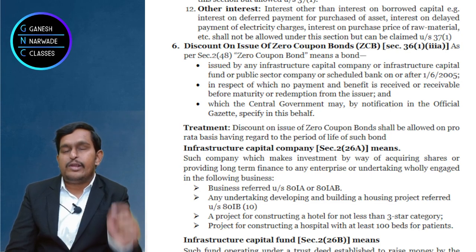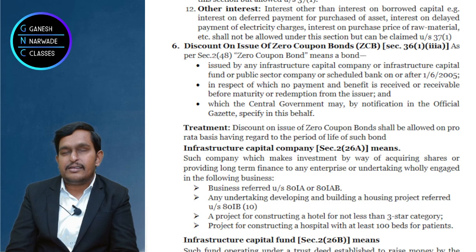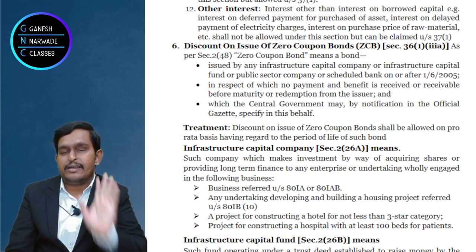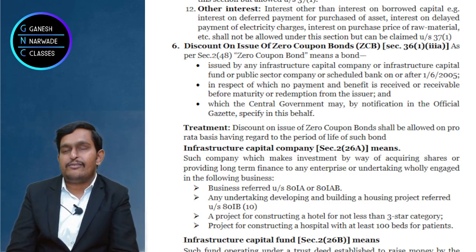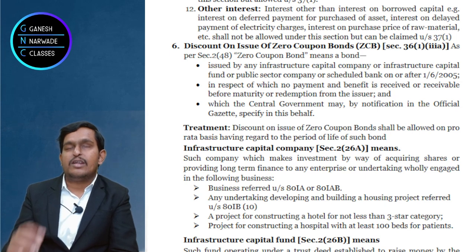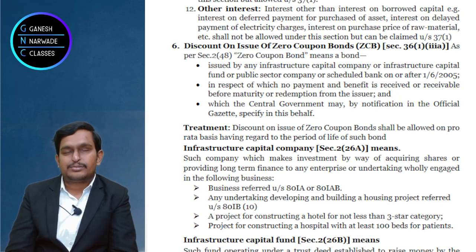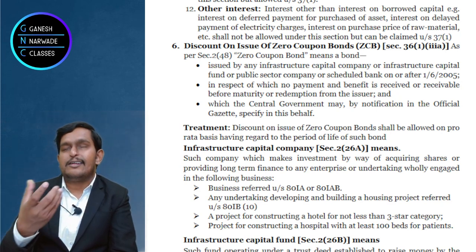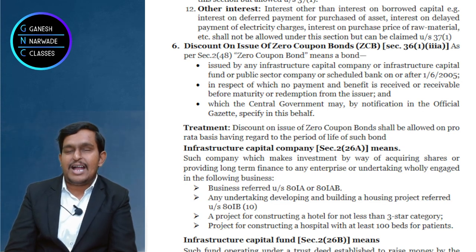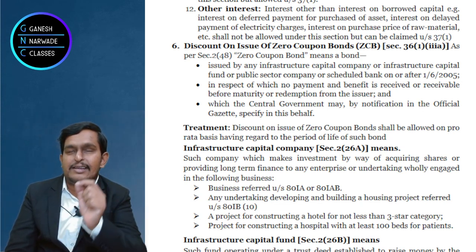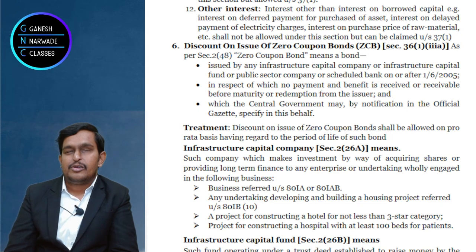Right? So during the tenure of the bond, a single rupee will not be paid. So when will everything be paid? Only on the maturity or redemption. Okay? And what is a zero coupon bond? That will be notified by the central government. So what is a zero coupon bond?